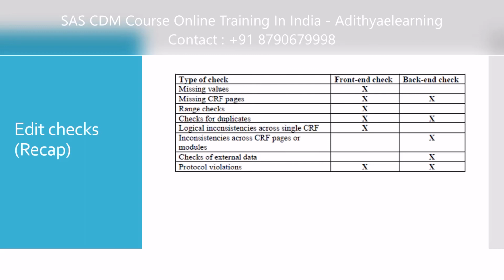Most of the time they're back end. Sometimes nowadays, these kinds of checks I mentioned are always back end. But for example, if you're checking date fields within one CRF, like checking that the end date of the adverse event should not be after the study completion date, because after the study completion date you don't have contact with the subject anymore.